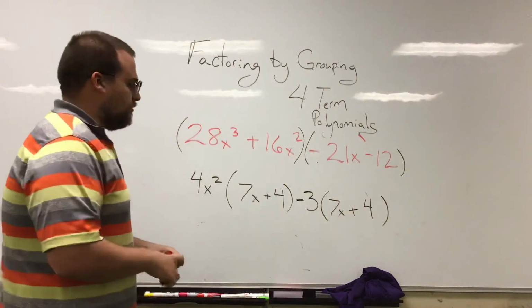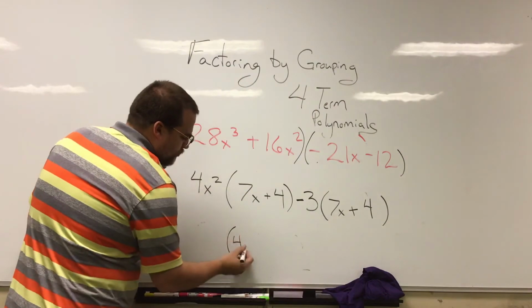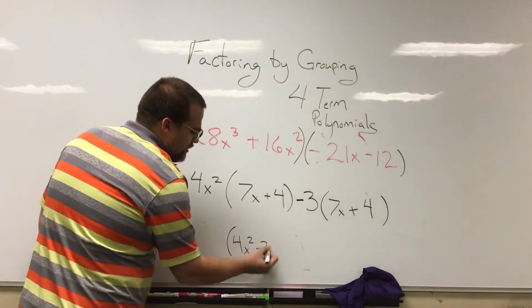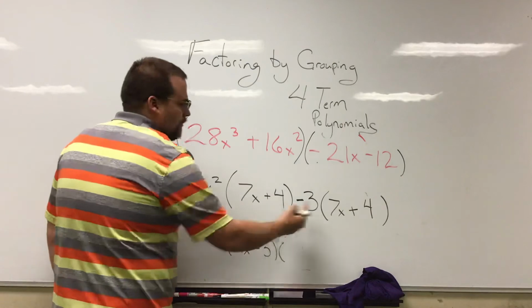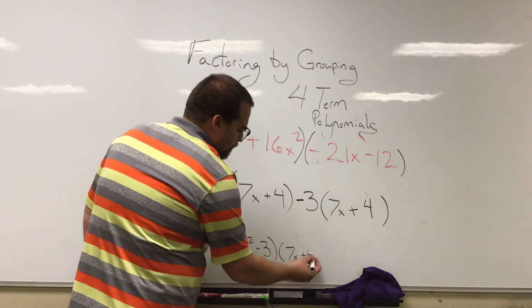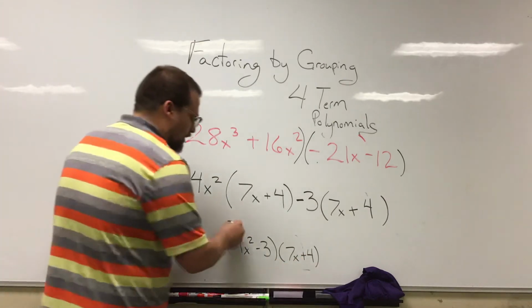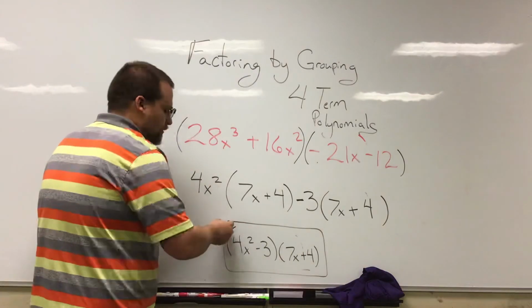So our answer is going to be our greatest common factors, 4x squared minus 3, and what was left in our group, 7x plus 4. And we're finished. We're done right there.